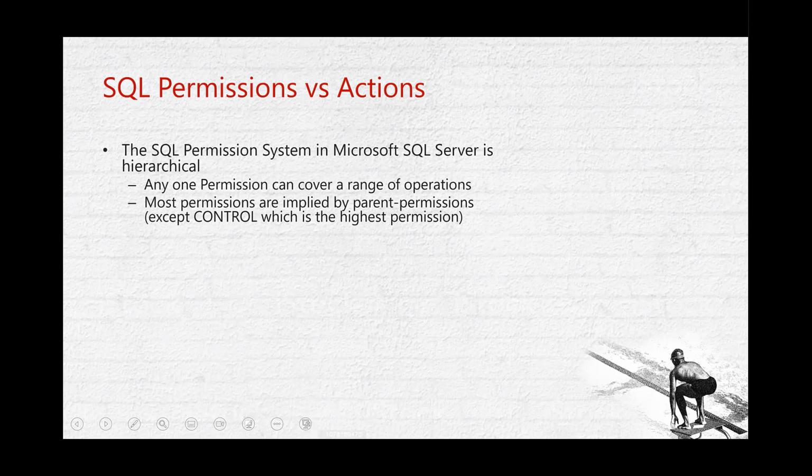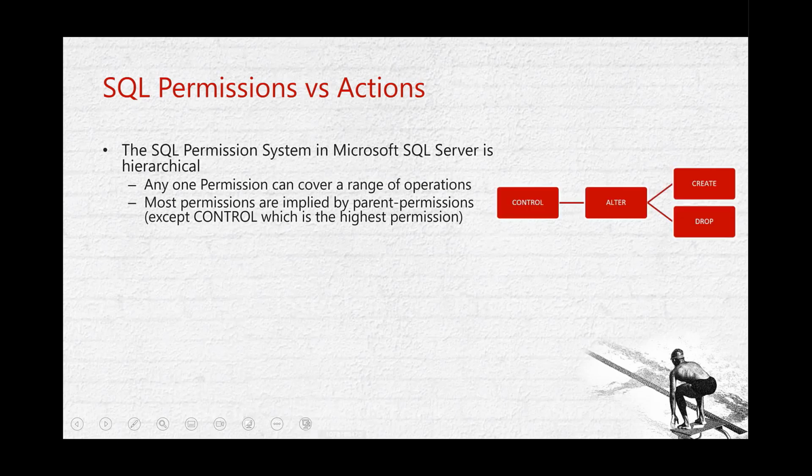Another example would be that we have parent permissions. That means that certain permissions are implied by parent level permissions. Let's see that, for example, here we have the ALTER permission, which is always inherited from the CONTROL permission. And typically the ALTER permission also implies creation and drop for objects inside SQL. So this is one scenario of hierarchies.